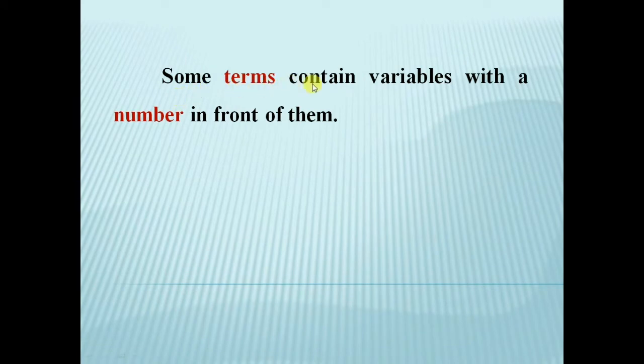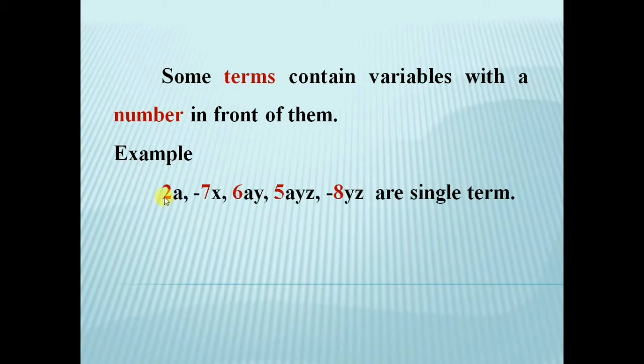Some terms contain variables with a number in front of them. For example, 2a, -7x, 6ay, 5ayz, -8yz are single terms. 2, -7, 6, 5 and -8 are numbers.